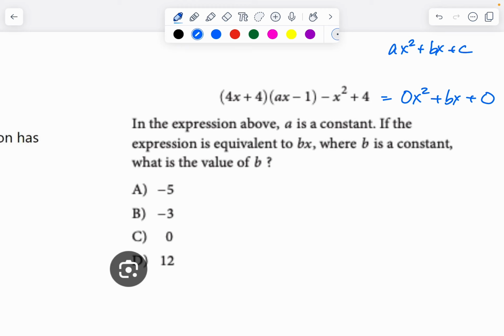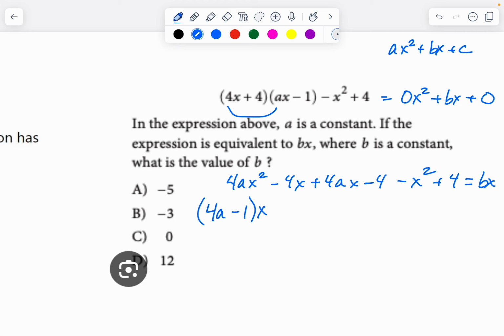So what I would probably do is FOIL, and so I have 4ax squared, and then I have minus 4x plus 4ax minus 4 minus x squared plus 4x, is equal to bx. Okay, so let's see what happens. My x squared, I have 4a minus 1 times x squared, since this term and this term have an x squared. And then I have my x term.